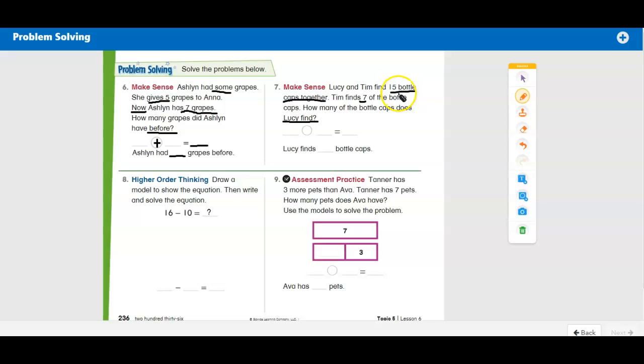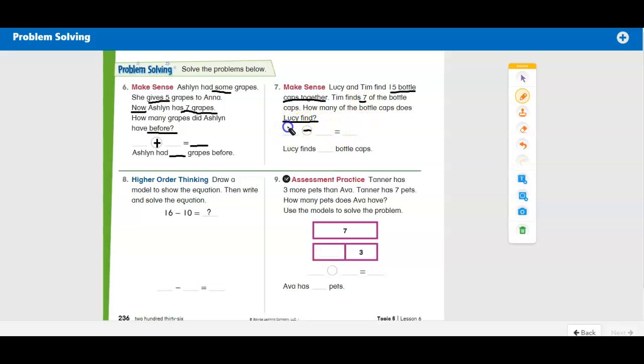So we have our total number of 15. We need to take away the 7 that Tim found because we want to know just how many Lucy found. So what should we do? Should we add or subtract? What do you think? We want to know just how many Lucy found. We are going to subtract because we do not want to know how many of them Tim finds. We want to know how many Lucy finds.